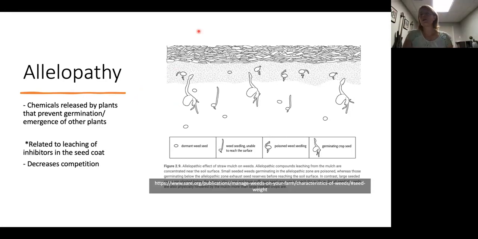And then there are other parts of plants that can be allelopathic. So in this picture, we have straw mulch is acting on weeds and preventing their seed germination or emergence.